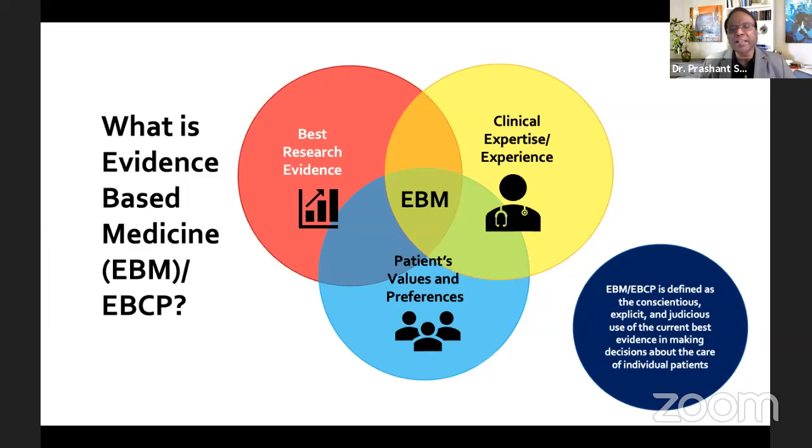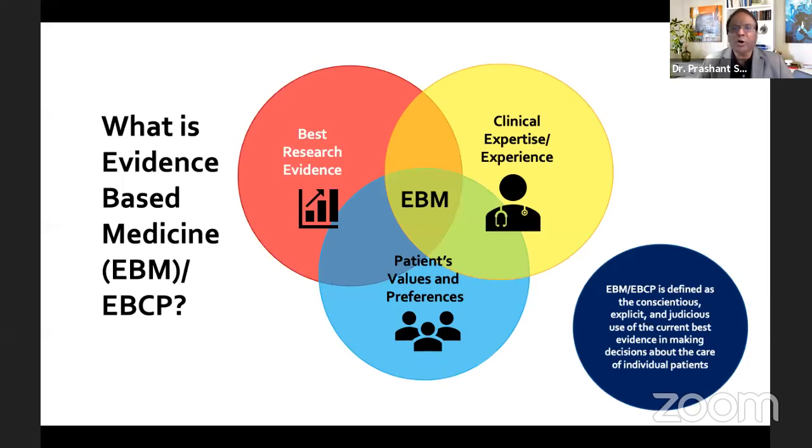So if you look in the textbook and in published literature, EBM is defined as the conscientious, explicit and judicious use of current best evidence in making decisions about the care of the individual patient. But in simple terms, evidence-based medicine can be defined as systematically reviewing and critically appraising the medical literature and using that to make a clinical decision to improve the care of our patient. That is the simplest definition of evidence-based medicine.